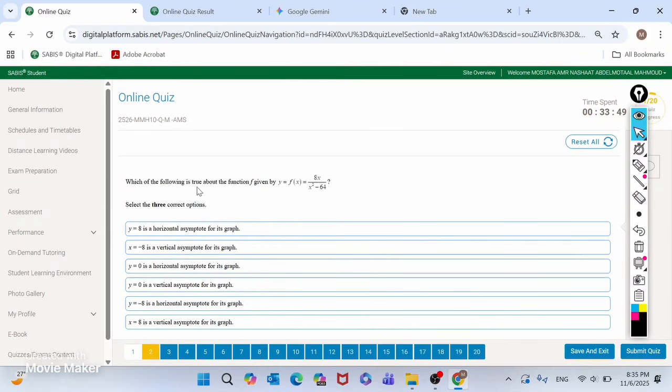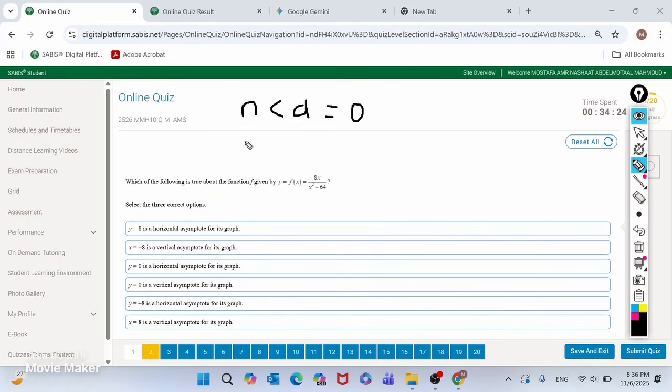Which of the following is true about the function f given by y equals f of x equals 8x over x squared minus 64? Okay guys, look. The horizontal asymptote, you find it here. The degree of the numerator is less than the degree of the denominator. So here, it's going to give you 0.